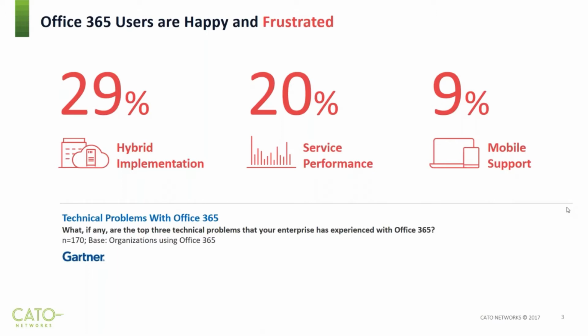On the screen here are basically some frustrations that Gartner has surveyed, showing that 29% of enterprises using Office 365 have a hybrid implementation, but they have some frustrations with the implementation. Service performance is often a problem, and there isn't adequate support for high-performing mobile access to Office 365. These are important issues, and we're going to address the architecture of Office 365 for your WAN and how we can address these problems.